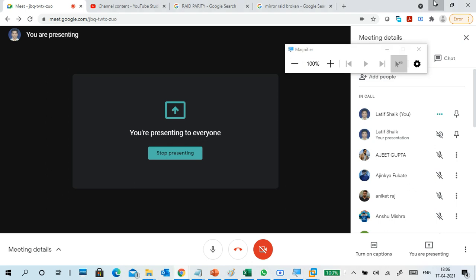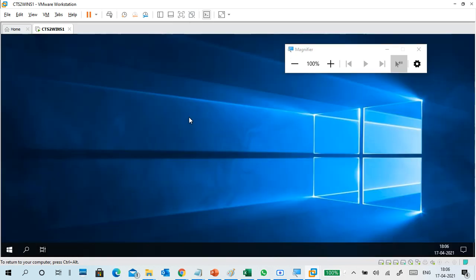A lot of people left. I don't know why people are leaving in the evening. Either it is a power cut or internet. You can understand.